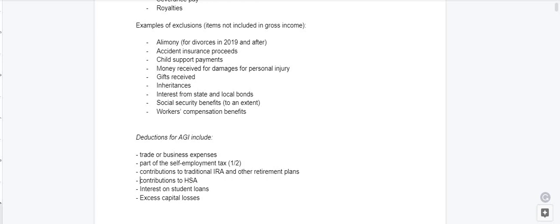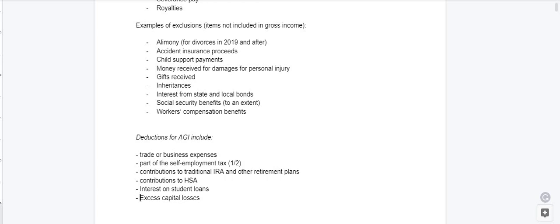And lastly, we have interest on student loans as well as excess capital losses, such losses that you may have from your stocks. Now I know in 2022 the stock market didn't do so well, so I can imagine a lot of people are taking this deduction for AGI in their 2022 tax returns.